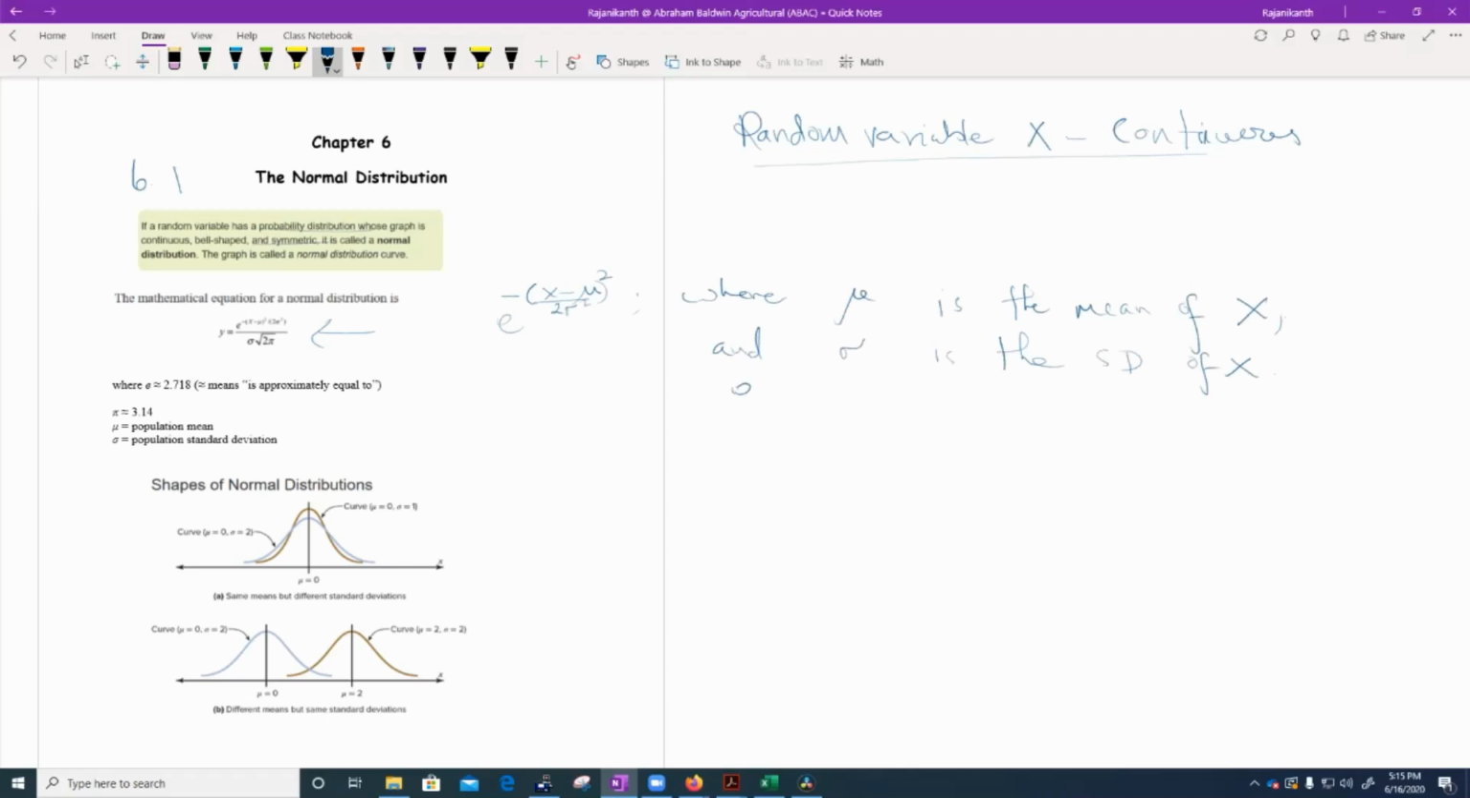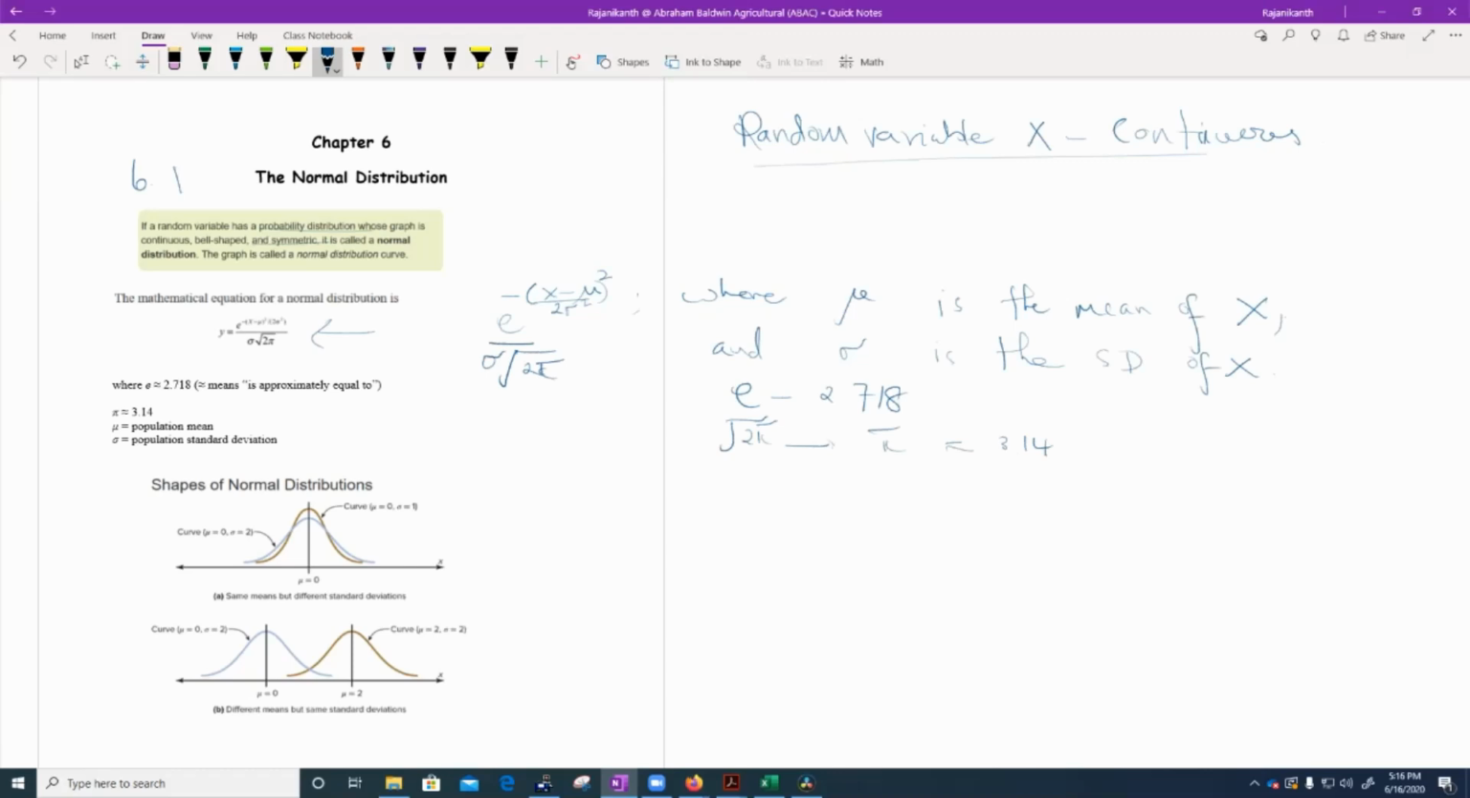The e is a constant value, which is 2.718. This is a fixed value. And of course, you have another constant, 2 pi, where pi is approximately 3.14.